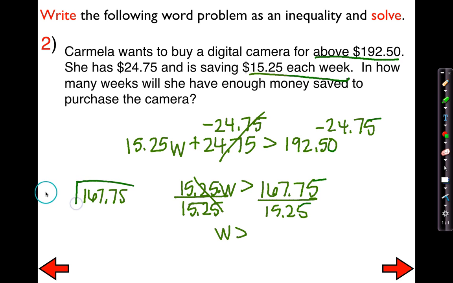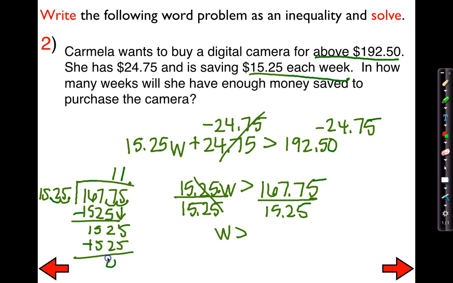$167.75 divided by $15.25. We're going to first move the decimal 2 places in both the dividend and the divisor. 1,525 cannot go into 1, 16, or 167, but it can go into 1,677 once. And that's going to leave us with 1,525, which is going to go in once evenly.